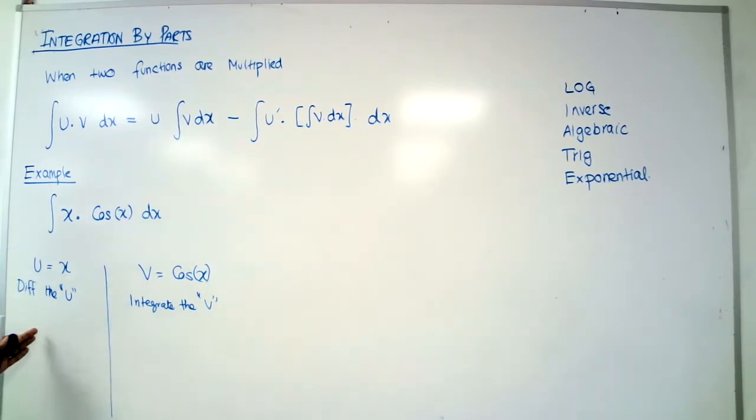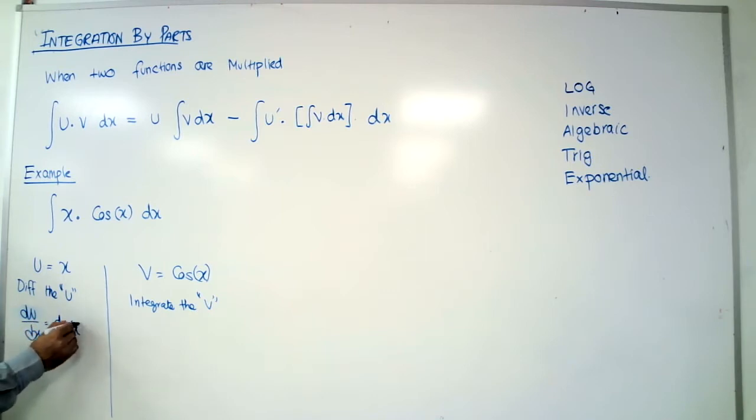Okay, let's differentiate this one. When you differentiate, that will give you u dash. Actually, let me do a proper way. So du over dx equals d over dx of x. And what's d over dx of x? It's just 1. So you can call it du over dx, it's actually u dash, which is that bit. Now I need to integrate v.